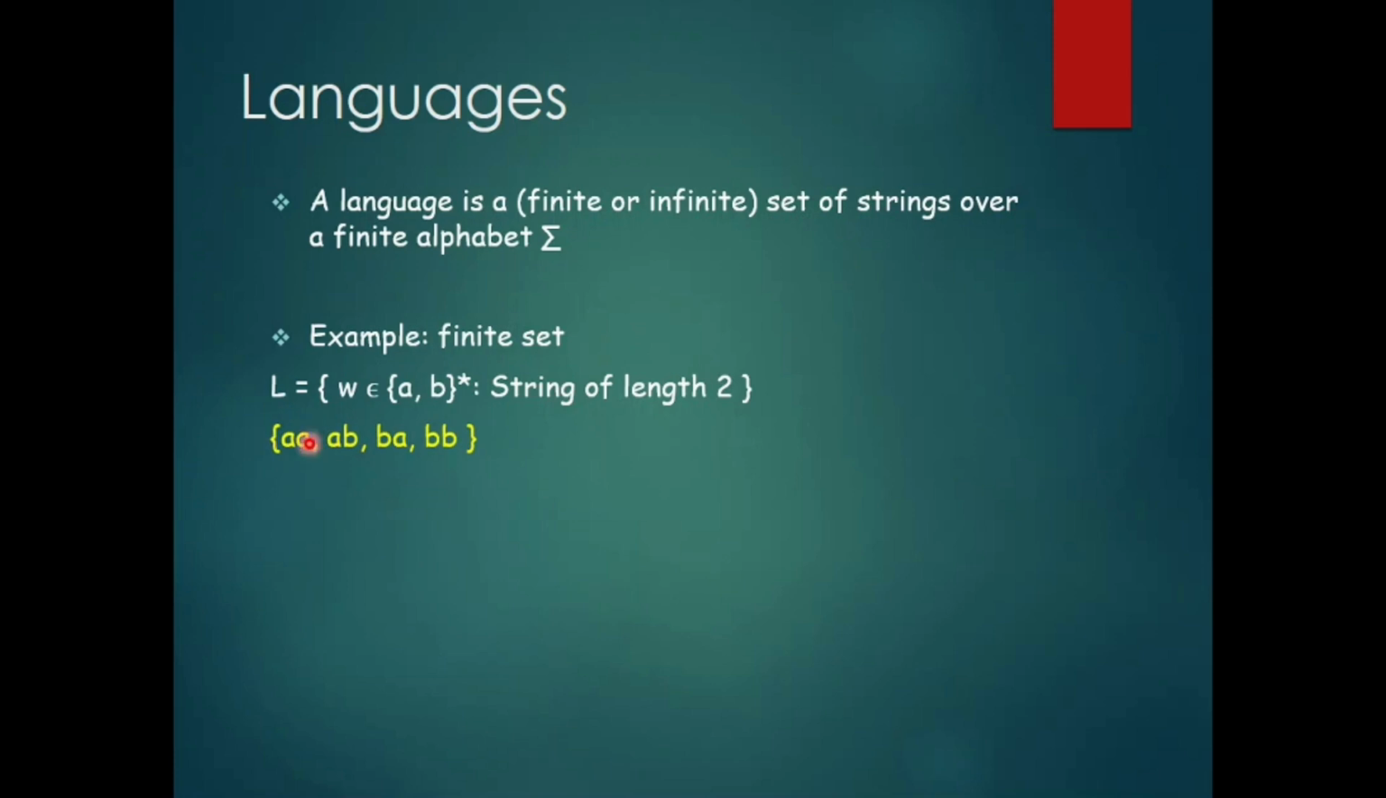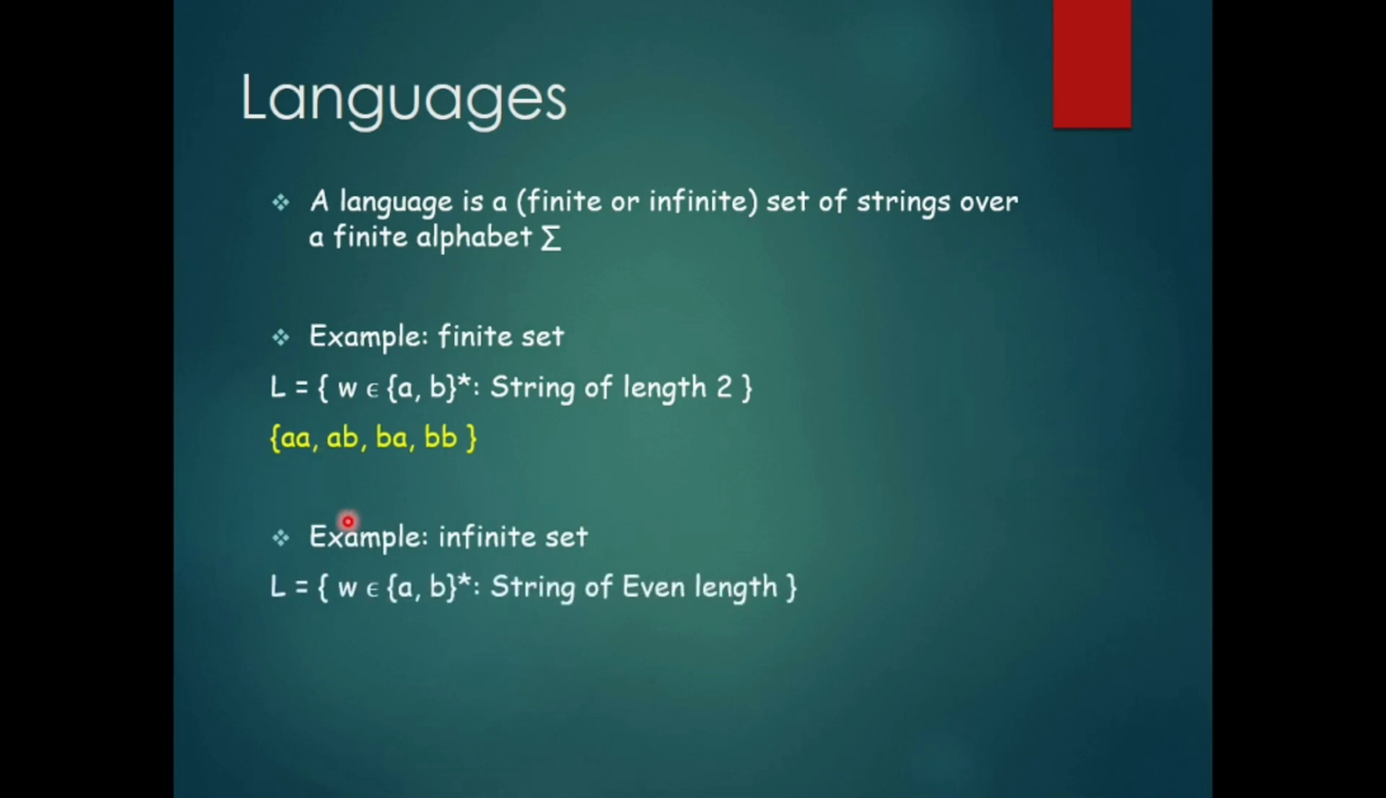Yes. So this is the valid set of strings for the given language: AA, AB, BA, and BB. So I cannot have any further combination which can fulfill the definition of language of length 2, right? And this is an example for a finite set. Okay, let us take some infinite set.